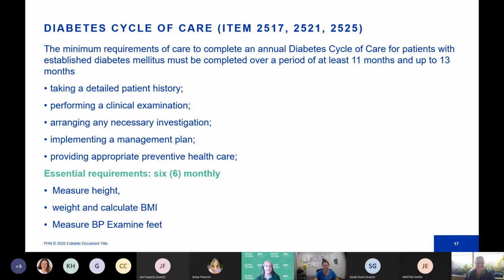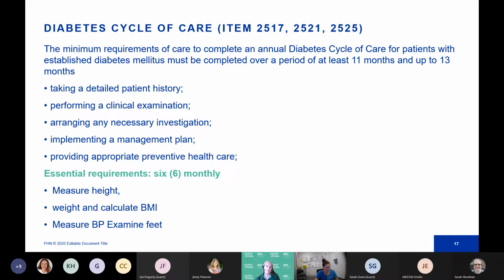Yep. Okay. So diabetes cycles of care. These item numbers are your 2517, 2521 and 2525. It is important to do an annual cycle of care to identify any health concerns early and discuss the best treatment with your patient. The benefit of using the diabetic cycle of care item numbers is that it allows you to build a cycle of care at the same time as a care plan.